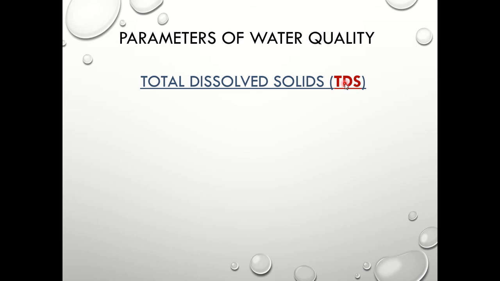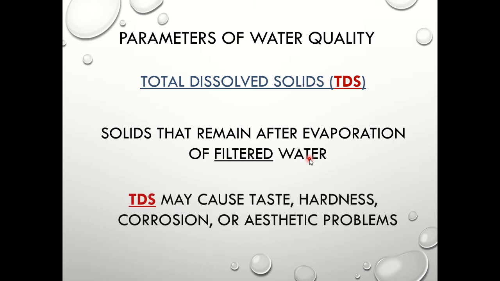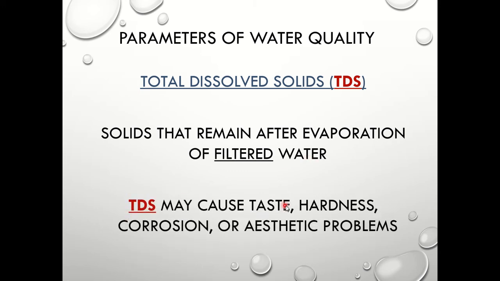If we start seeing a lot of solids, and sometimes you see a lot of them, like on a rainy day, some of the solids will be dissolved, and then the water starts getting cloudy. Total dissolved solids are the solids that remain after evaporation of filtered water, just like that pot example. TDS may cause taste, hardness, corrosion, and aesthetic problems. So iron, depending where we are, how deep your well is. That's why there are a lot of water softeners to help eliminate some of these total dissolved solids.